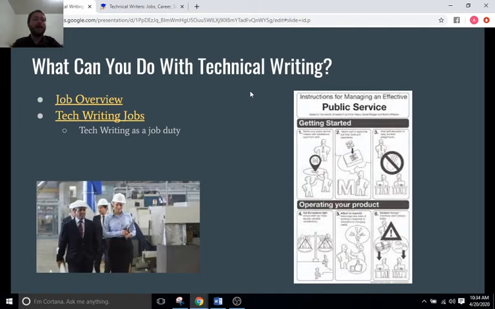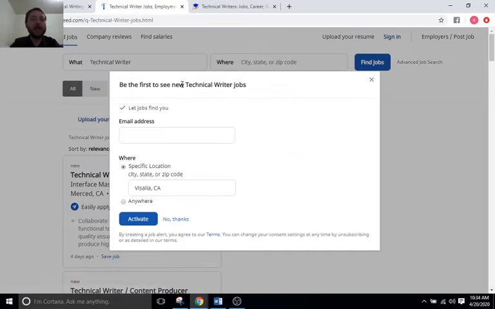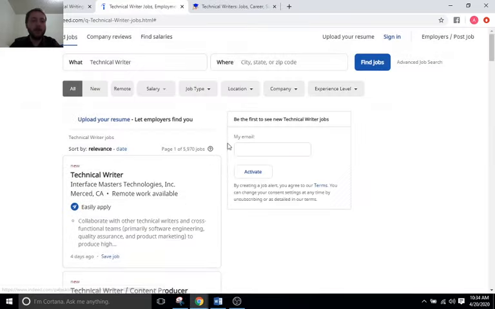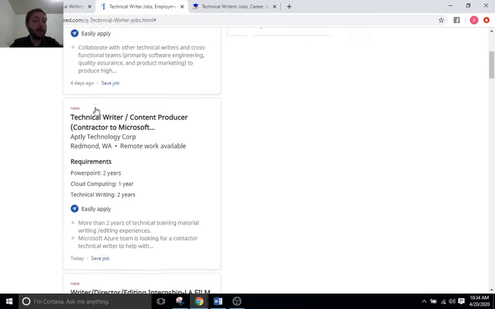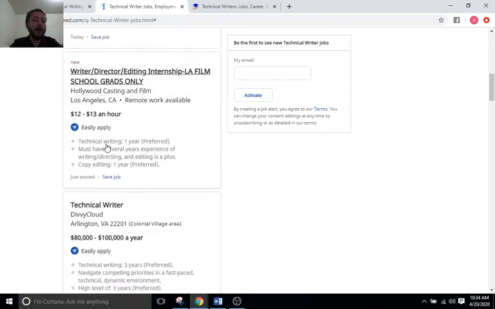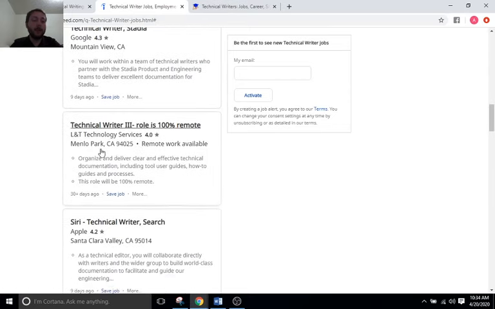Cool. And then we can go to any website. Let's see, I chose Indeed.com here. And you can see all of the technical writer jobs that are now posted. A lot of them are on the West Coast. So we have Merced, California here, Washington, LA in California, Virginia, Mountain View, California, Menlo Park, California.